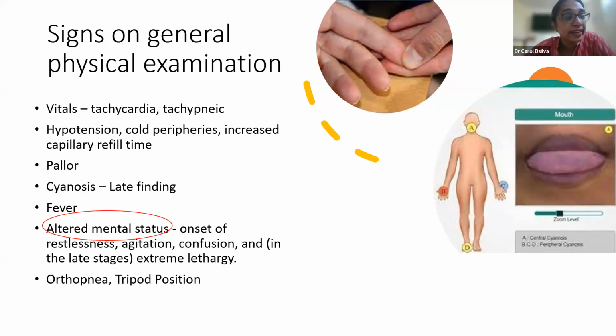Central cyanosis is a late finding, and it tells you that the patient is severely hypoxemic at this point. Presence of fever could tell you about whether the patient has an infective pathology.